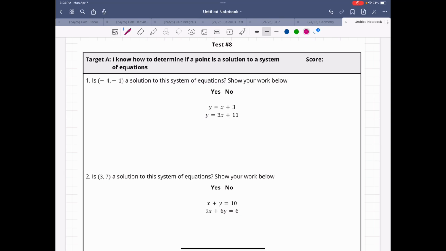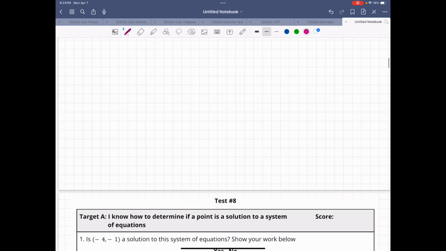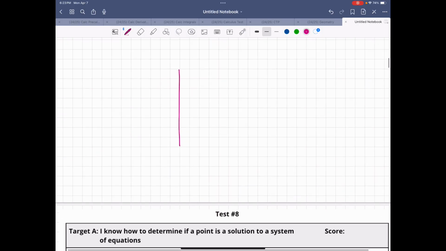So in this video, I'm going to walk you through how you can determine if a point is a solution to a system of equations. A system of equations just refers to if we were to graph two lines on the same coordinate plane, where those two lines intersect is considered the solution. That solution is a point that's made up of an x-coordinate and a y-coordinate.